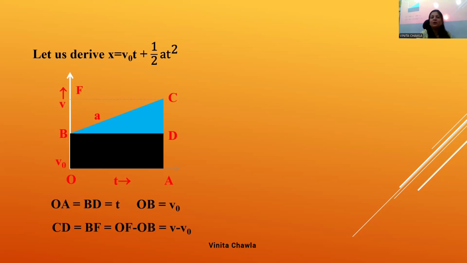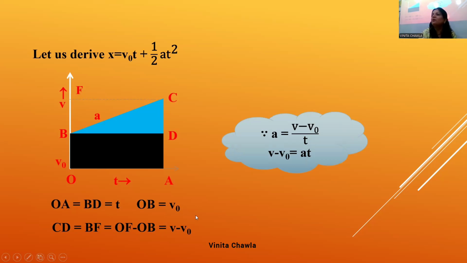CD is equal to BF. And how do we write BF? BF is OF minus OB. What is OF? OF is V and OB is V naught. So it's V minus V naught. Okay, this is how we write the expression for acceleration. It's V minus V naught upon T. So we can write V minus V naught as AT. Because we'll use this thing. Wherever in the derivation V minus V naught comes, we will write AT for it. We have to keep in mind that V minus V naught is AT.